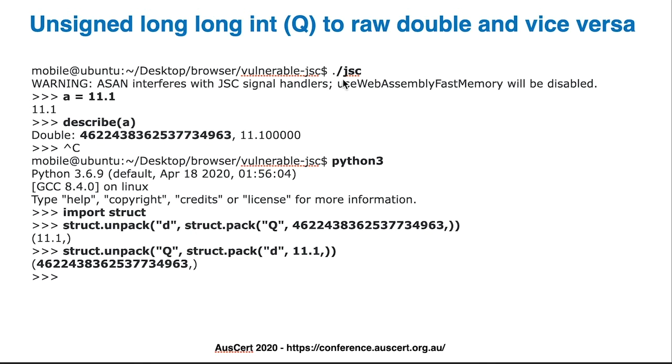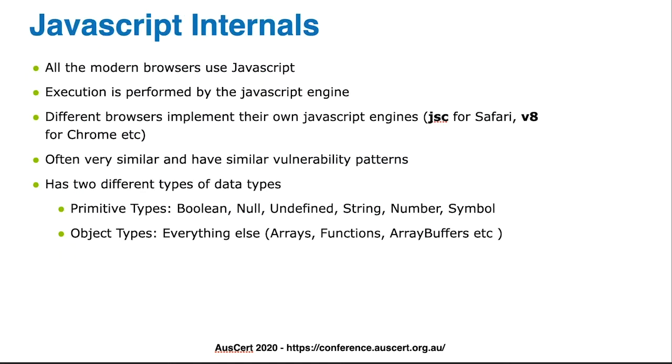You should also understand how to convert an unsigned long integer to a raw double, simply because in JavaScriptCore, when you store doubles, they're stored as unsigned long integers. So these are some instructions on how you can use Python and the struct module to convert a raw double to an unsigned long int and vice versa.